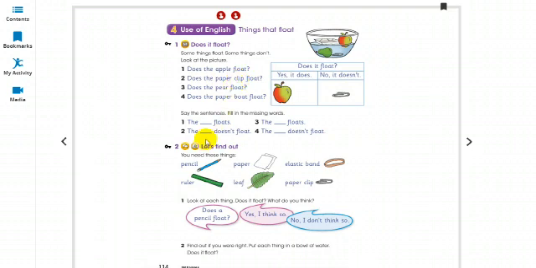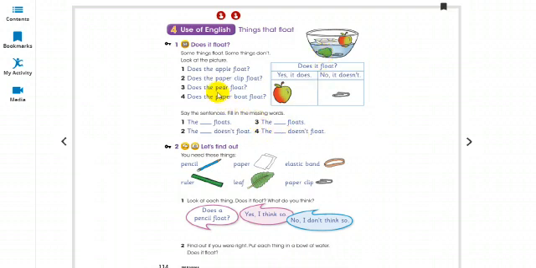P-A-P-E-R-C-L-I-P, paper clip doesn't float. Now the third one here is the dash floats. Here in the picture you can see there is a paper boat floating in the bowl. So we write the paper boat floats. And the last one here is the dash doesn't float. So we write the pear doesn't float.